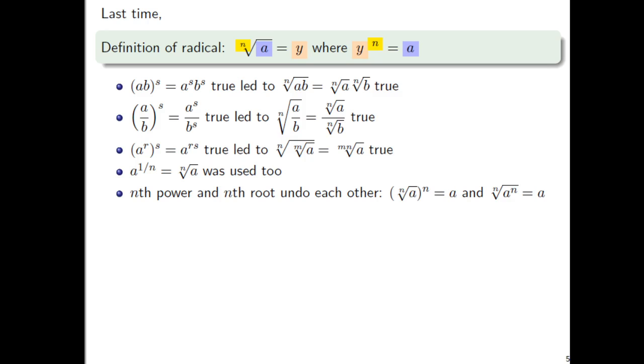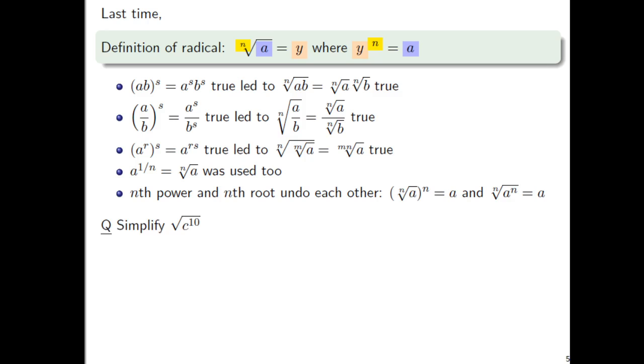So last time we saw the definition of radical, namely that the nth root of a equals y, where y to the nth power equals a. We saw three exponent formulas leading to three radical formulas, and we also saw a to the 1 over n equals nth root of a. And then finally, the nth power and the nth root undo each other.